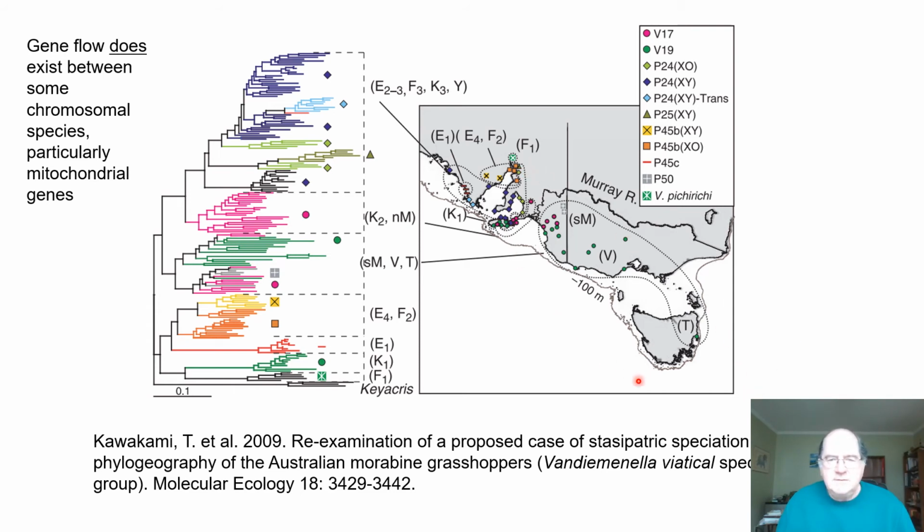Within some of White's chromosomal quote-unquote species, we find some of these geographic subdivisions. The Murray River is coming along here, and so that could be separating populations on the east and west side. And conversely, they found that there is some gene flow, particularly in the mitochondrial genome, between White's chromosomal species. And so these chromosomal rearrangements apparently are not fully capable of isolating populations.